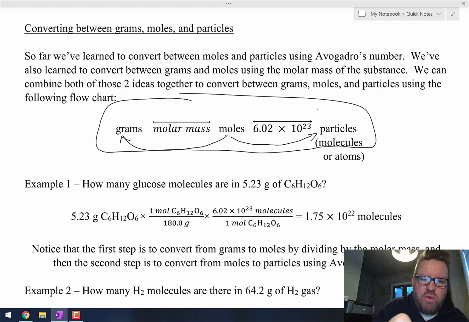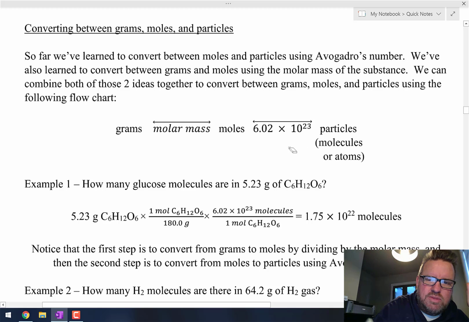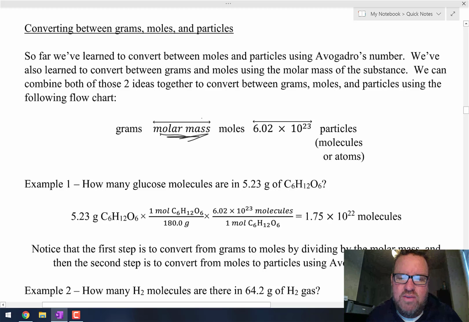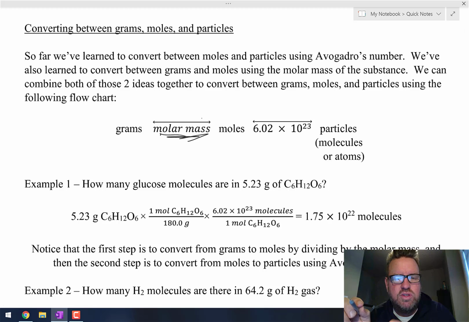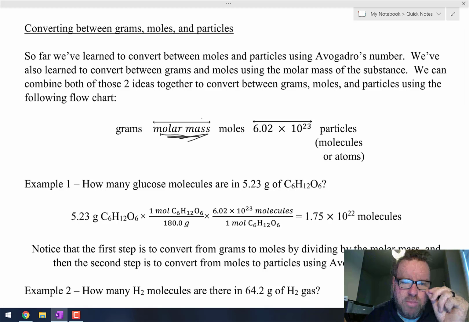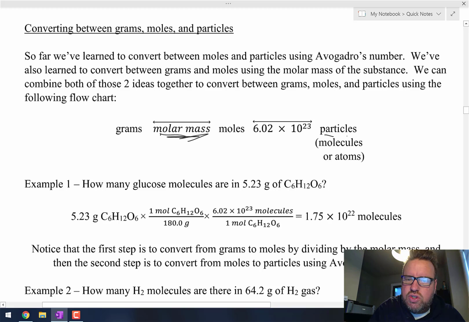So remember that when we convert between the grams and the moles, we use the molar mass. That's what we did in our previous video. So anytime you're going between the grams of the substance and the moles of the substance, you will use the molar mass of the substance. And then to go from the moles to the particles, again, the whatevers, we always use 6.02 times 10 to the 23rd.